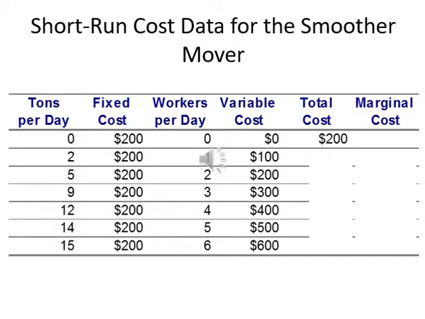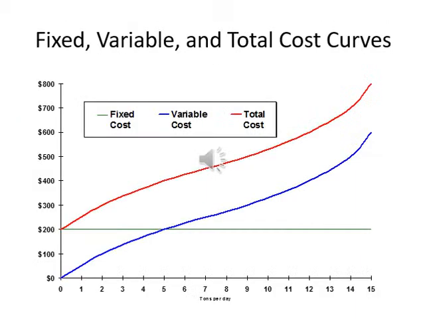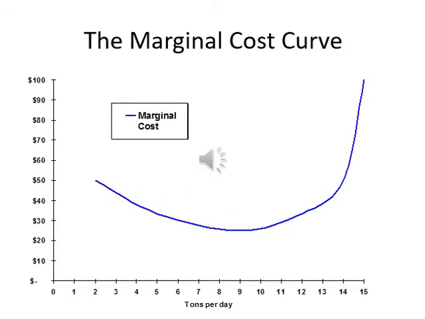Computing short-run cost data for the Smoother Mover. Fixed, variable, and total cost curves. Illustration of the marginal cost curve.